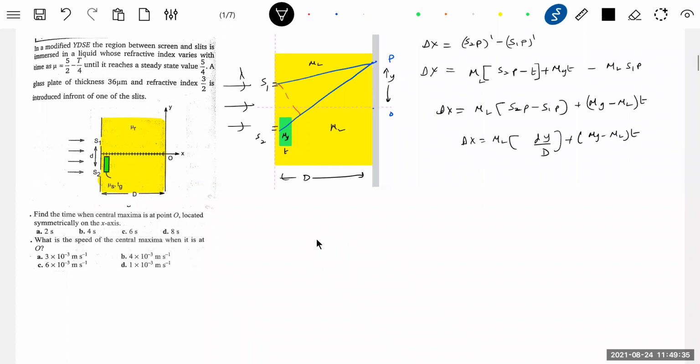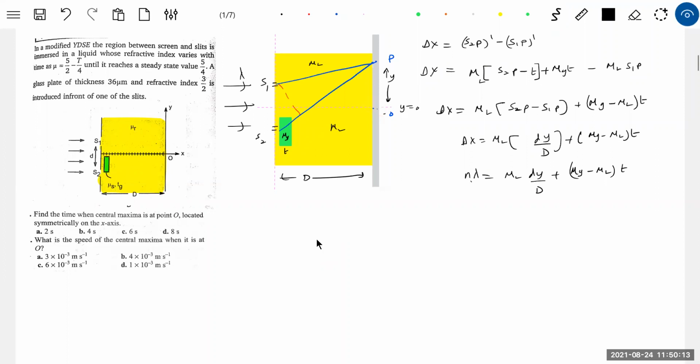If you want to keep it here now, delta x equal to n lambda. Keep like this also. So this will be mu l d y by capital D plus mu g minus mu l into t. Let's get into the discussion. What do you mean by central maxima should be at O? At O means you are going to define y equal to 0. And the strict condition is telling that central maxima should be at the axis.